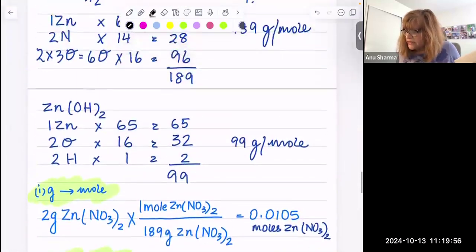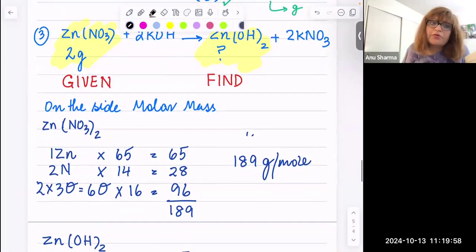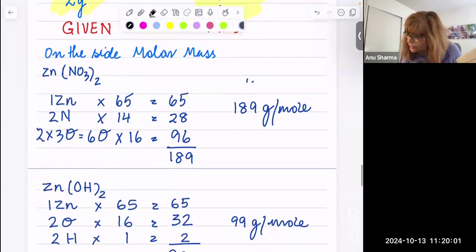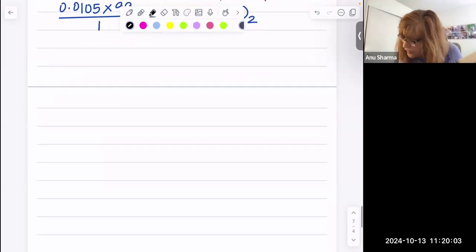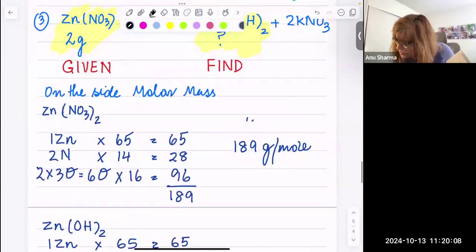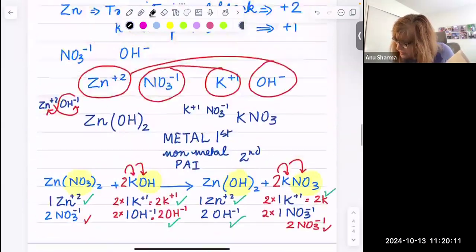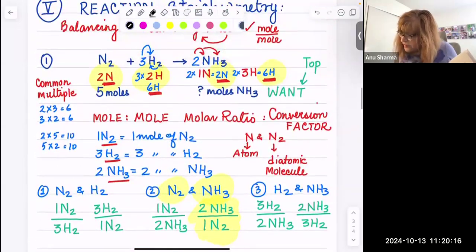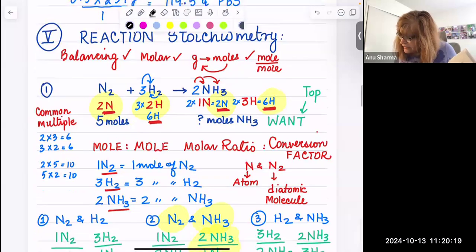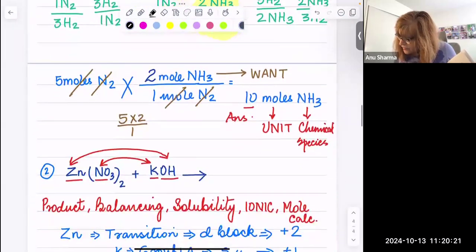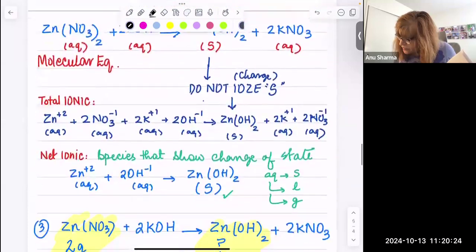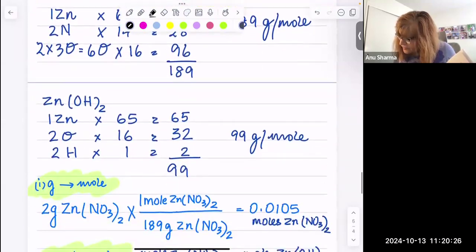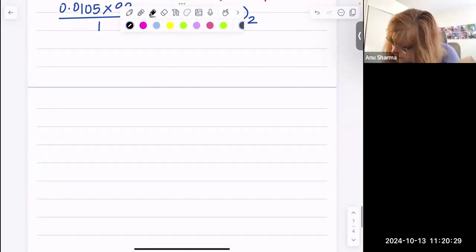The same thing applies to the limiting reactant problem also, like we did. So I'm going to give you one more. Let's just do one more. This was reaction stoichiometry 5, so this was one example, second example, third example, and let's do the fourth. And that's for the limiting reactant. It's exactly the same thing.